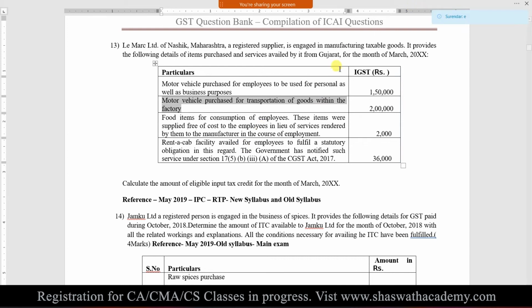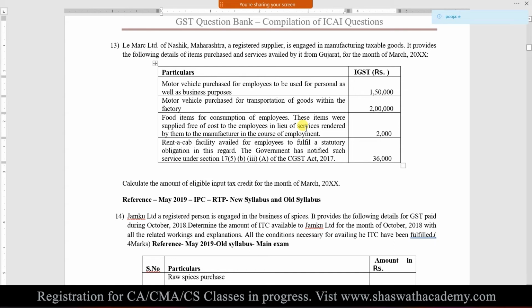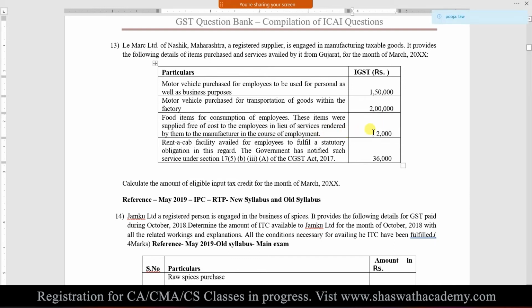Excellent. Next, food items for the consumption of employees. These items were supplied free of cost to the employees in lieu of their service rendered by them in the manufacture, in the course of employment, 2000. My dear, eligible or ineligible? It depends on the assumption you are going to write. What assumption are you going to write? Is this food supplied as per the law enforced by the employer to the employee, or is it a management decision? While reading the provision, it seems like it is an obligation of the employer.